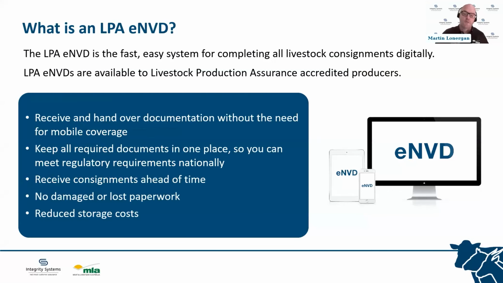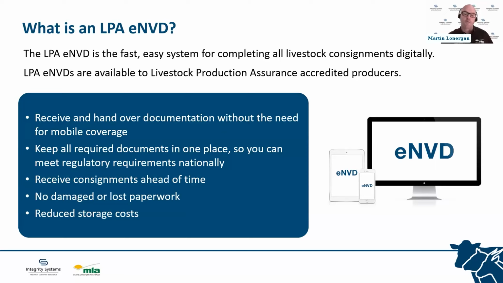Okay, so what is an LPA eNVD? The LPA eNVDs are a legal document which communicate the food safety and treatment status of every animal as they move through the supply chain. They are free to use. It's actually more accurate to use the digital consignments versus paper forms, and it ensures that all of that information is captured and stored digitally.